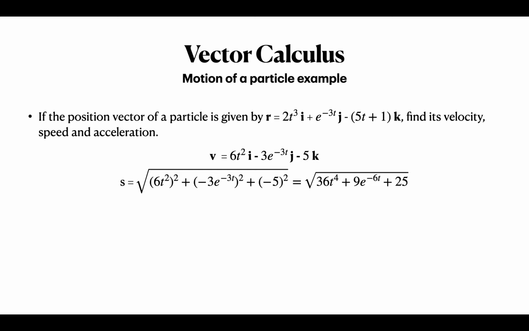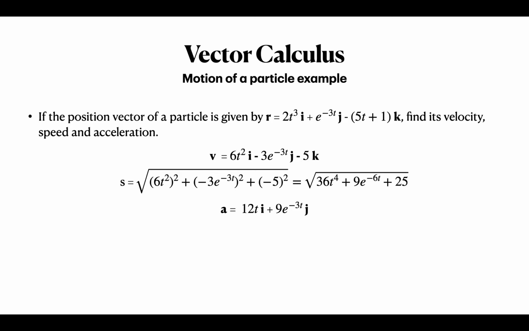And then acceleration, folks, is you take the velocity vector and you differentiate each of those components with respect to time. So the first one there is 6t squared. When I differentiate that with respect to time, I get 12t. When I differentiate the j component, I get plus 9 exponential minus 3t, because minus 3 by minus 3 gives me plus 9. And when I differentiate minus 5 with respect to t, I get 0, because minus 5 is a constant. And that's what you get.